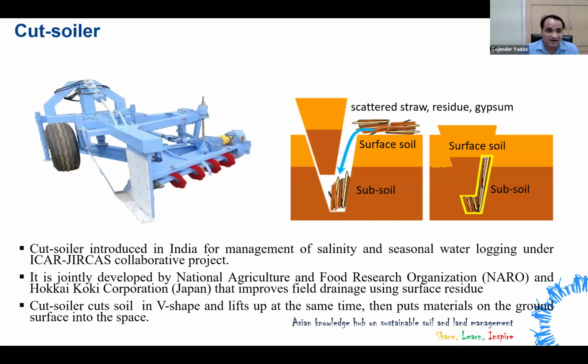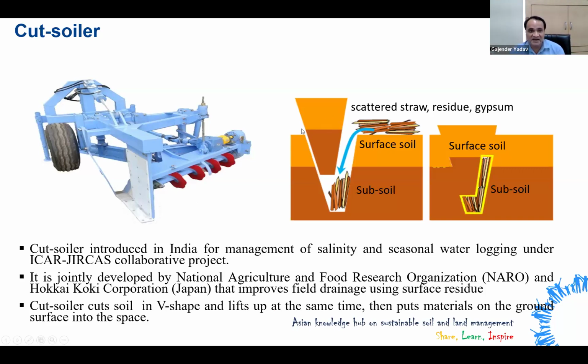So let me introduce the machine. This is the Cut-Soiler. This machine was introduced in a collaborative project with JIRCAS, the Japan International Research Center for Agricultural Sciences. We have been collaborating as ICAR since 2018, and we use this machine for the construction of subsurface drainage. This machine was developed by NARO Japan and Hoki Kokai Corporation.